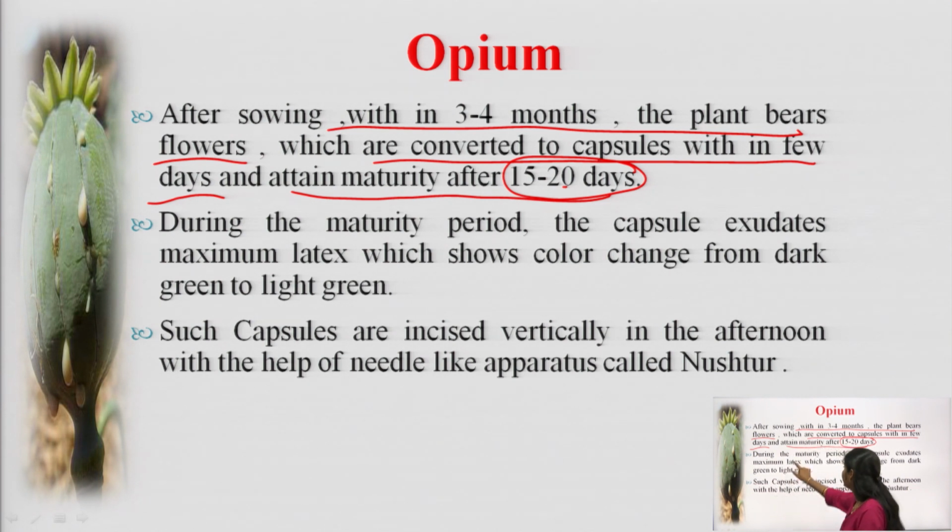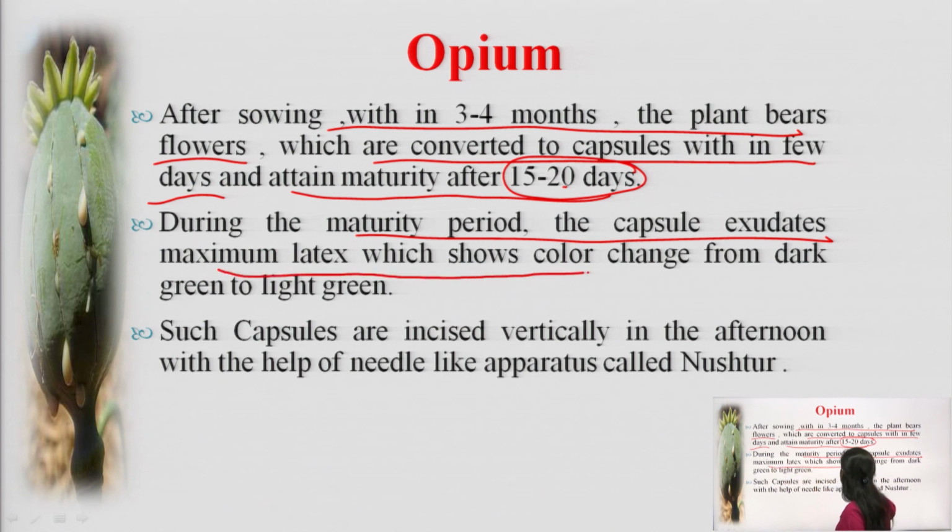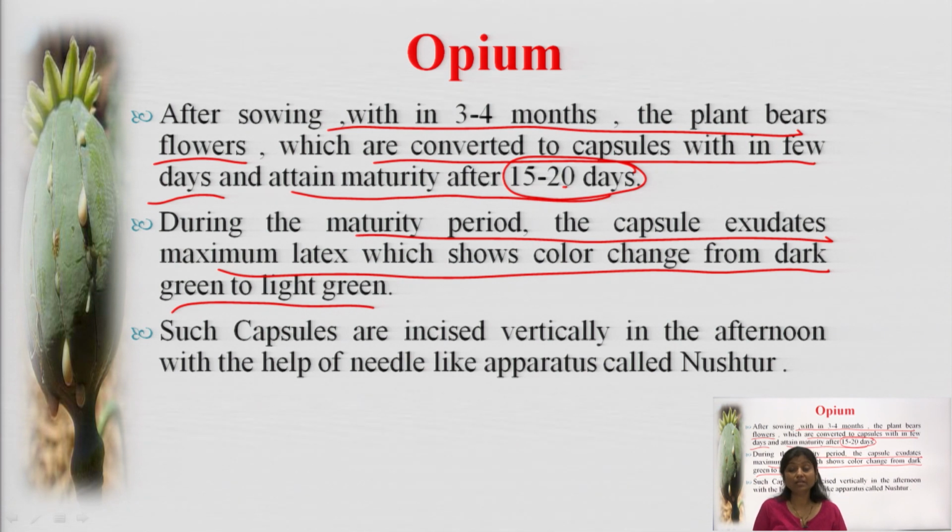During the maturity period, the capsule exudes maximum latex and shows a color change from dark green to light green. When the color changes from dark green to light green, the capsule is matured, and at that time the opium is collected from the capsule. Such capsules are incised vertically in the afternoon with the help of a needle-like apparatus called a nusture.